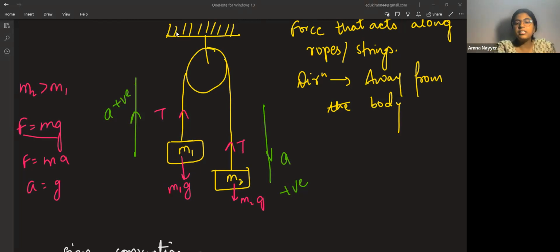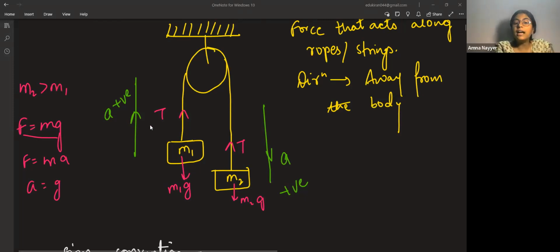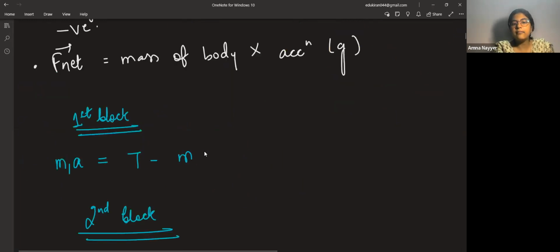T minus m1g or m1g minus T? T minus m1g. Very good, Shaista. Because acceleration is acting upwards, upwards will be positive for us. So which force is acting upwards? T. So this becomes T minus m1g.